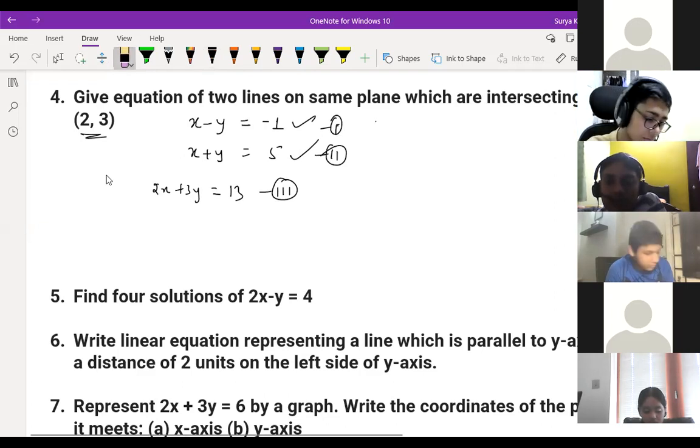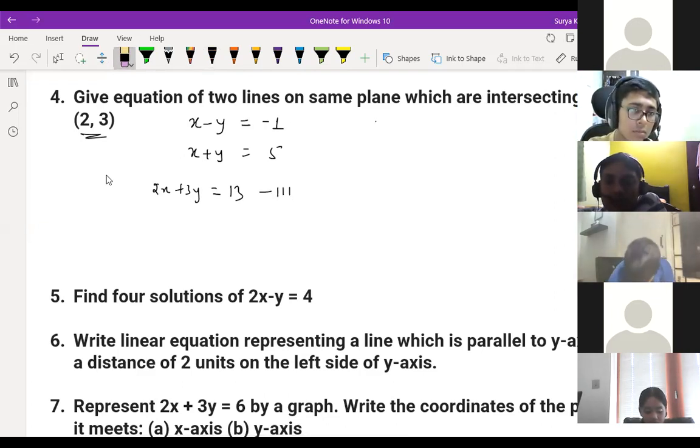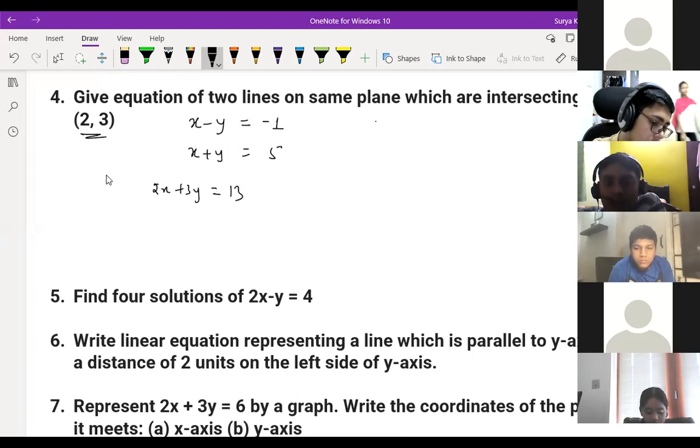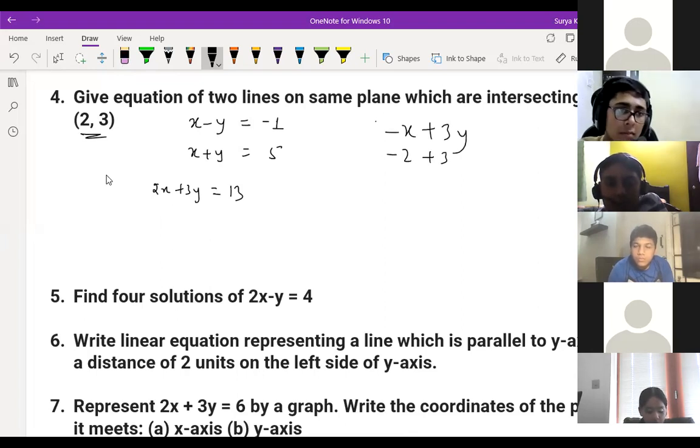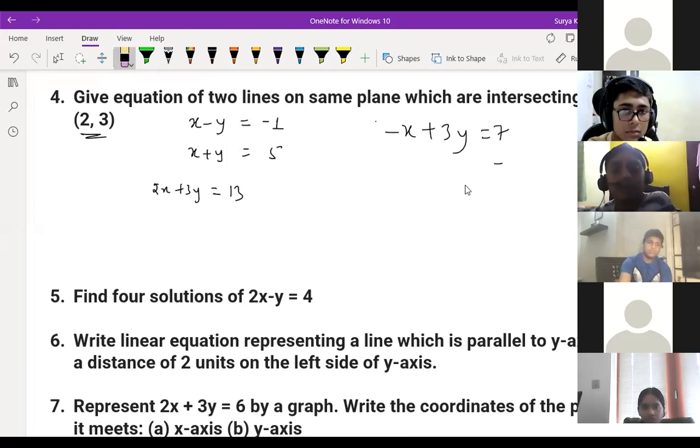See, what I told here is how to make the equation. Whatever you can write, x minus y, x plus y, whatever you want to put. Suppose I'm writing minus x plus 3y. Put here x is equal to 2, so minus 2 plus 3 into 3. 3 threes are 9, 9 minus 2 is 7. So minus x plus 3y is equal to 7. This is one equation. Like that only you can make the equation. Understood or not now? Yes, sir.